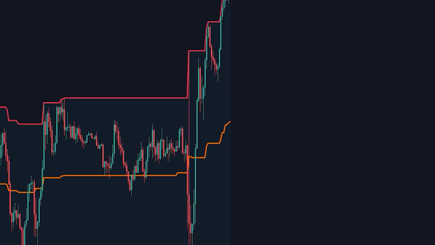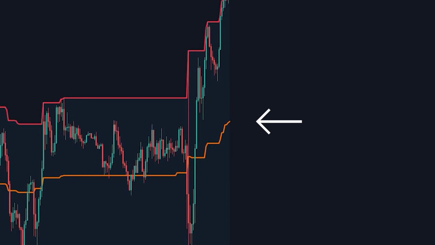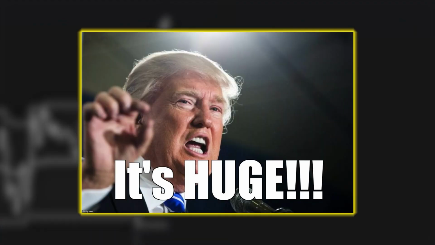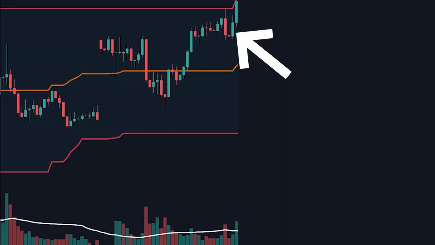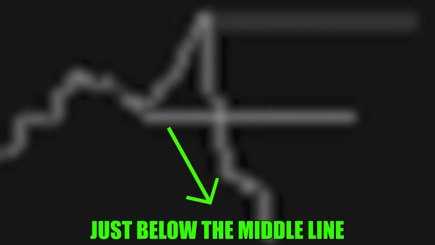For example, when there's a significant gap between the upper band and the orange line. In such cases, setting your stop loss at the middle line would result in a huge distance. If that's the scenario, consider placing your stop loss at the recent swing low instead. However, in most cases, you'll be setting it just below the middle line.